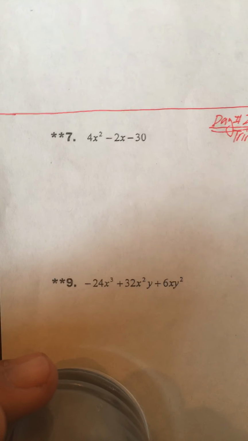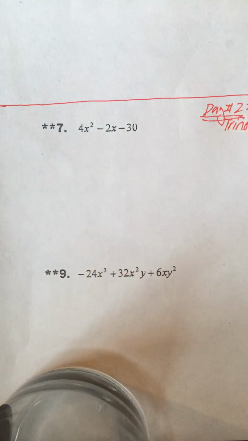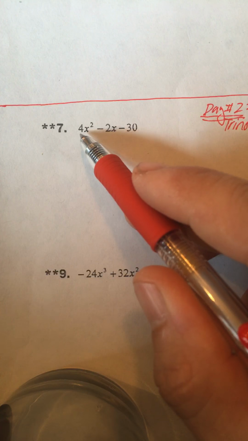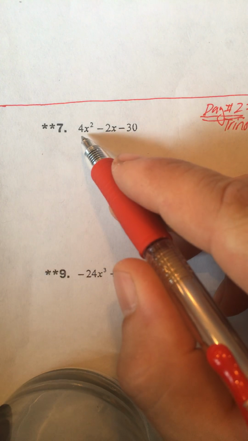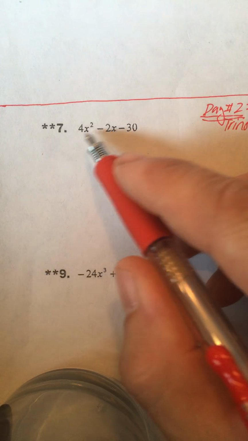Okay, so here's the first one. These are going to be type 2 trinomials that I'm telling you now do have a GCF. Yes, this does have 3 terms. The first term does not have a leading coefficient of 1, so this could be looked at as a type 2, but we do notice that we have a GCF within 4, 2, and 30 of 2. So I'm going to factor out a 2. That leaves me with 2x squared minus x minus 15.